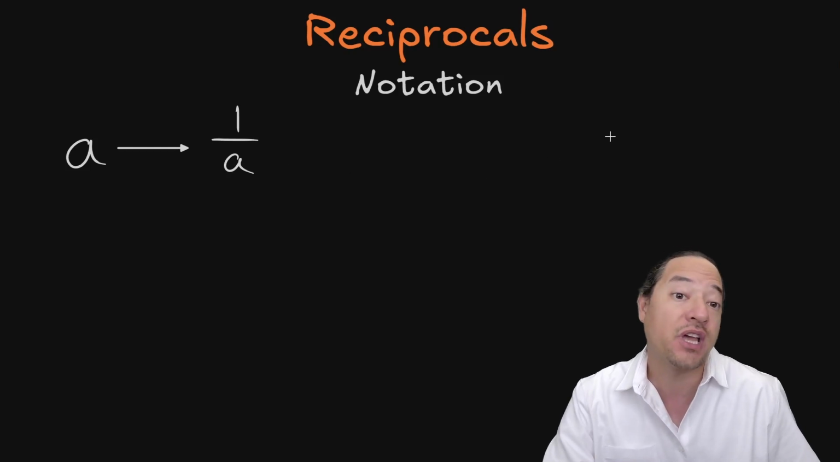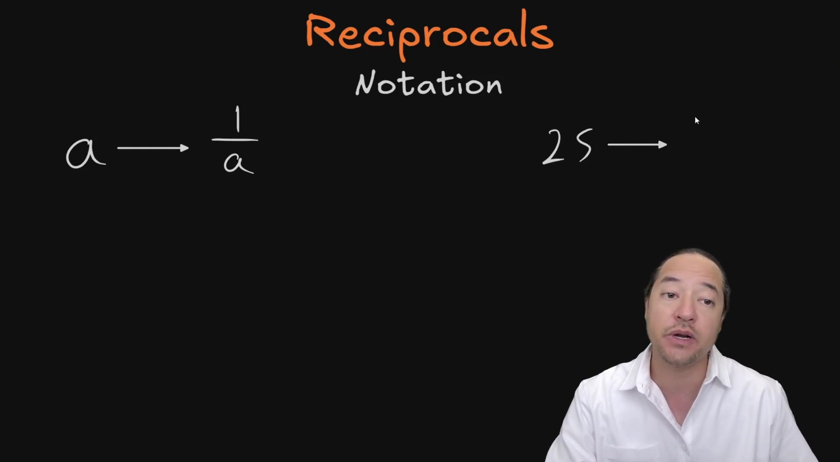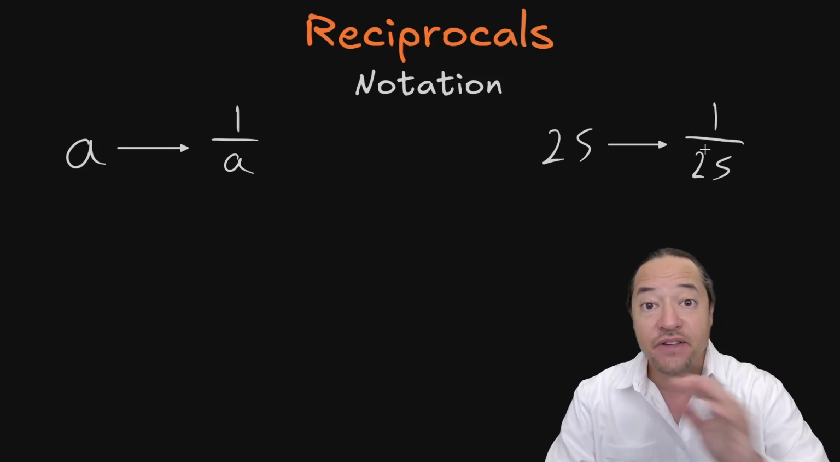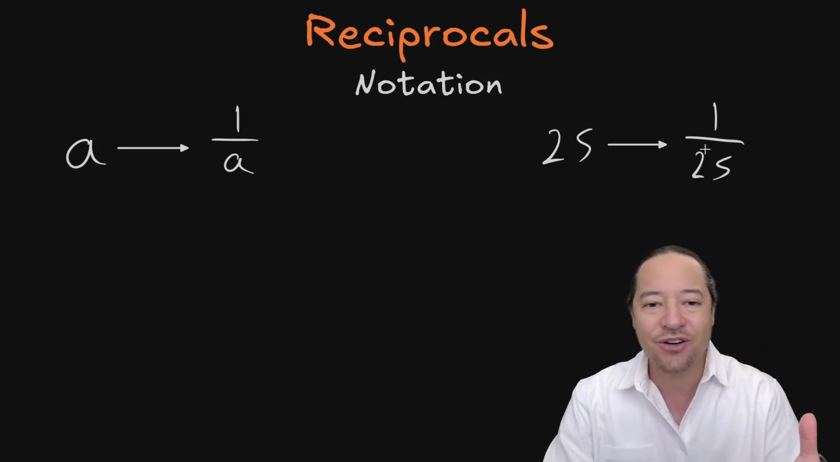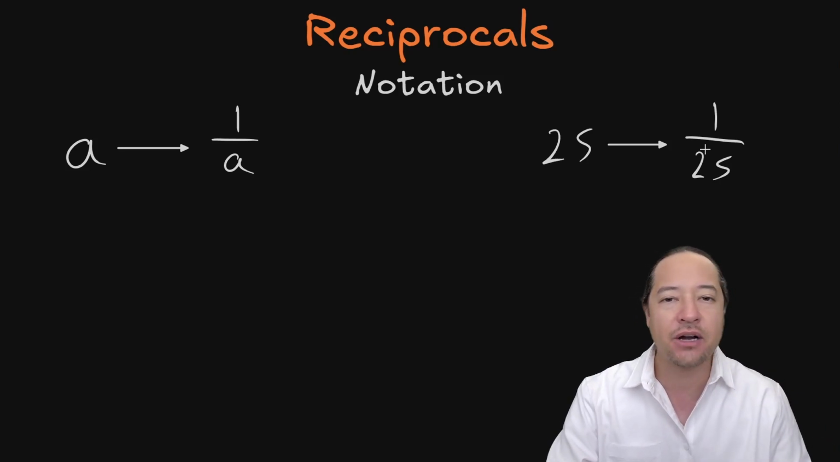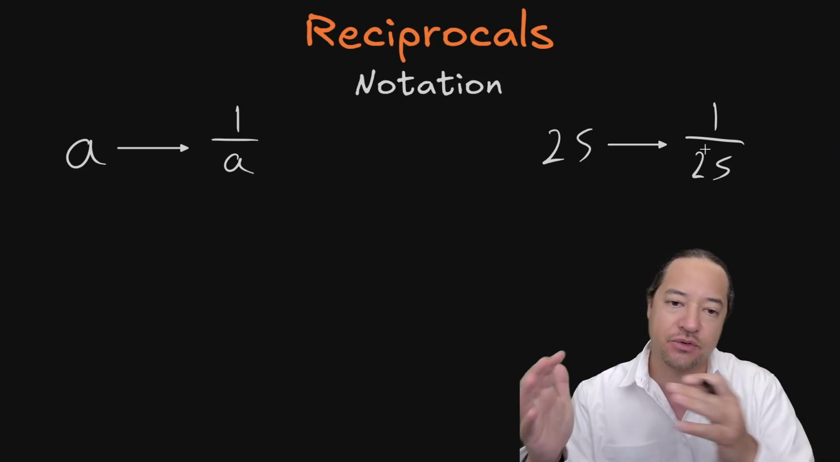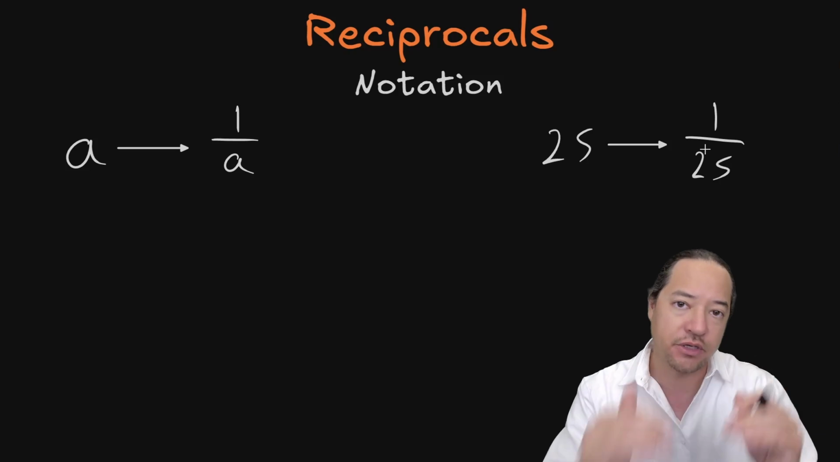Okay, so for example, we start with the number 25. What's the reciprocal of 25? Well, that's just 1 over 25. Fairly straightforward, but this arrow is a little bit ambiguous. Arrow doesn't always mean take the reciprocal of this, right? So we want a better notation.